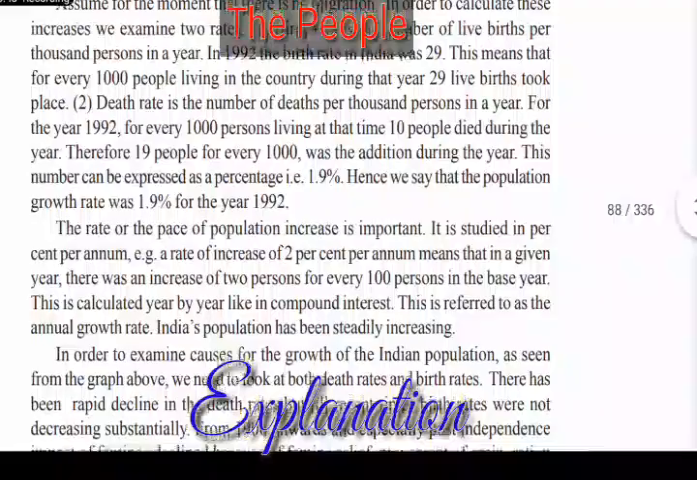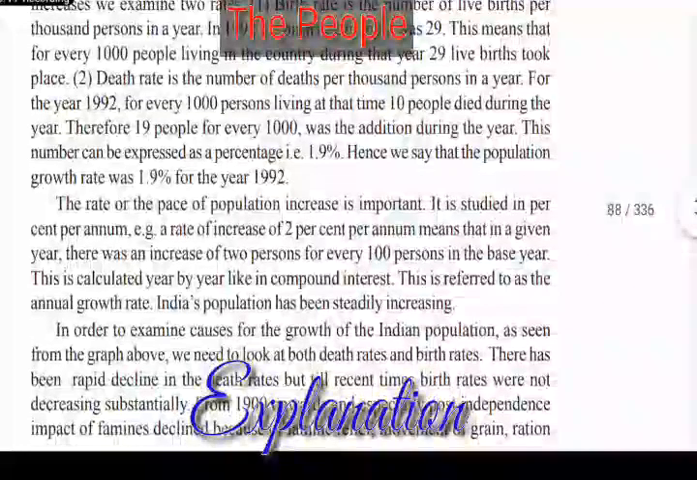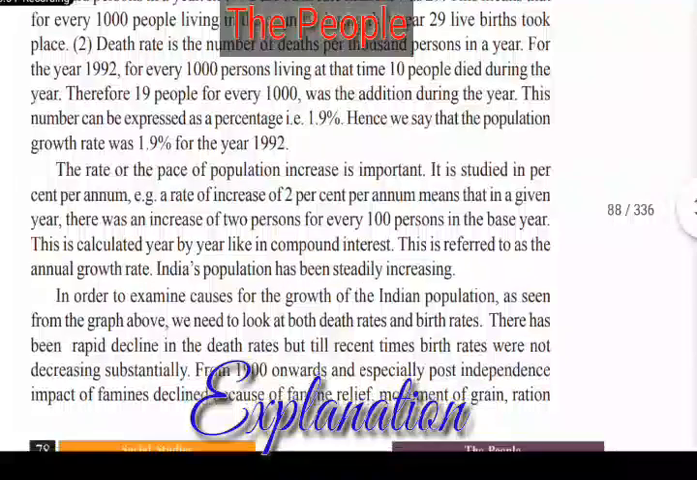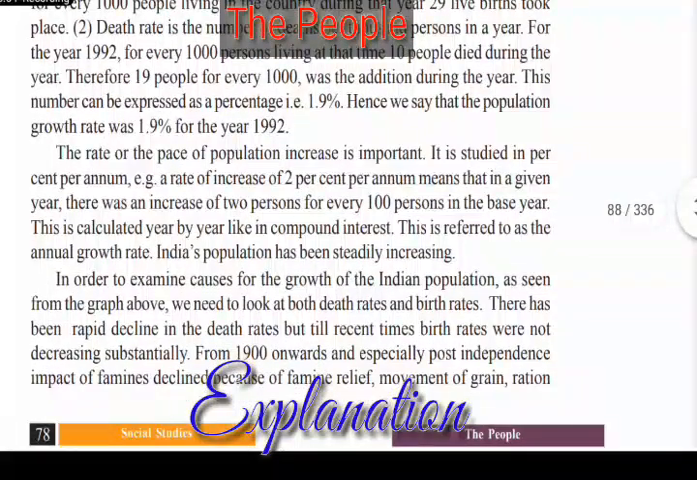So, the rate or the pace of the population increase is important. It is studied in percent per annum. For example, a rate of increase of 2% per annum means that in a given year there was an increase of 2% for every 100 persons in the base year. This is calculated yearly, like in compound interest.